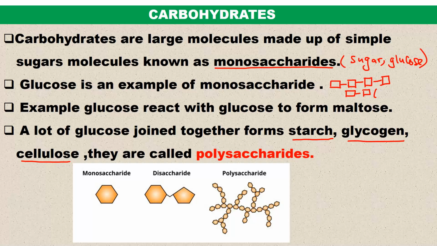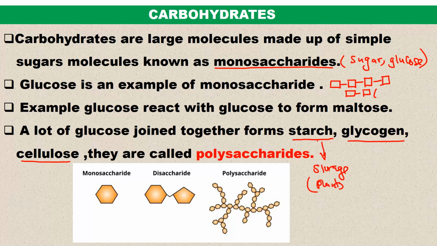Which means starch is made up of a lot of glucose. Now, what is the difference between starch and glycogen? For those that have not gone further to look at digestion, the difference is that starch is the storage form of glucose in plants. The storage form of glucose in plants is called starch.